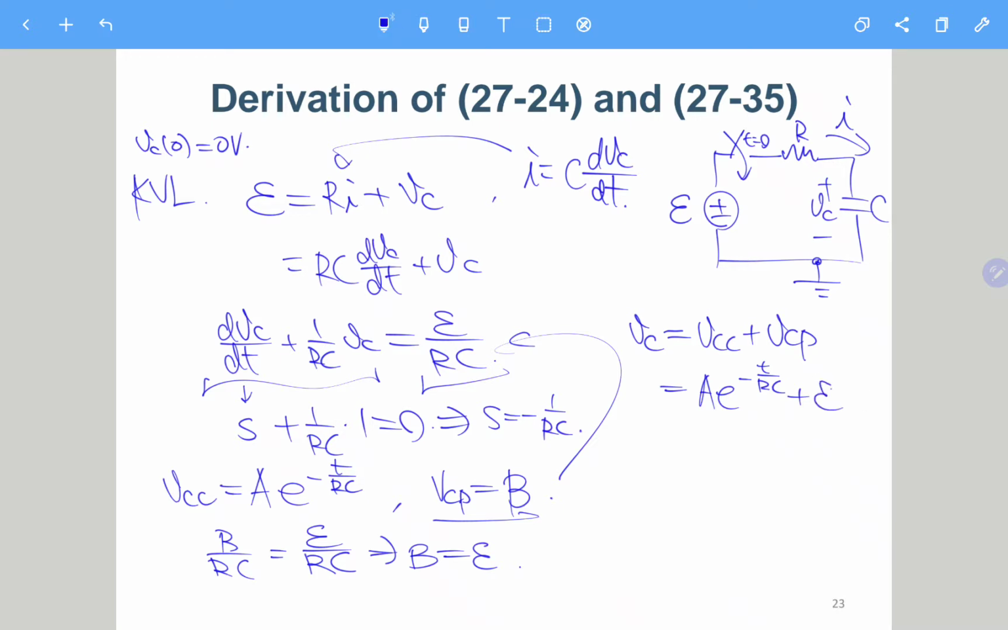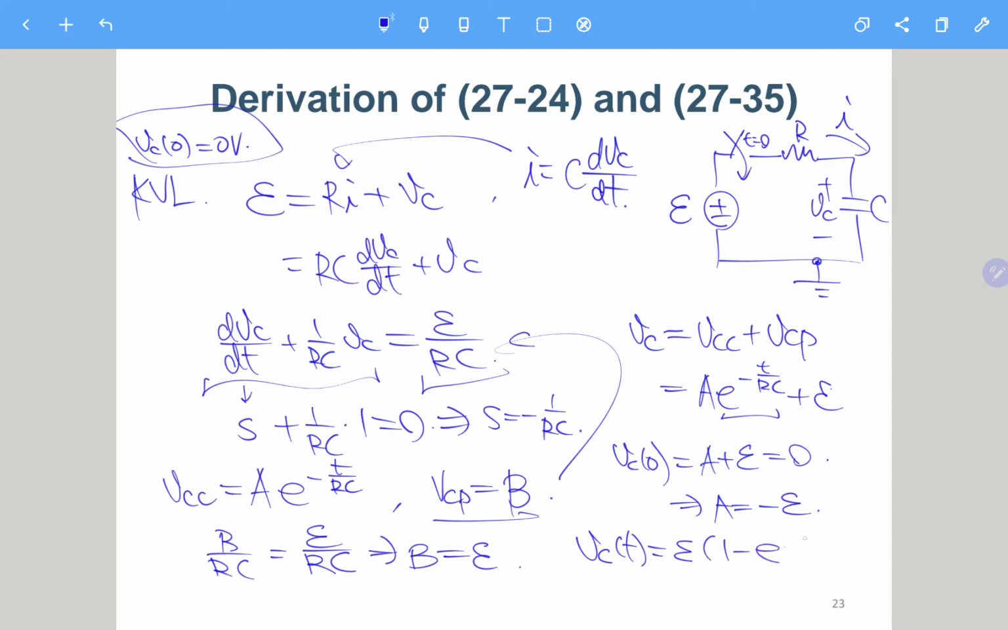Okay, and then we also have this initial condition. So we have VC(0), if we put in 0 here, exponential to 0 is 1, so we have A plus E equals 0. So we will get A equals negative E. So we will get VC(t) to be E times 1 minus exponential to minus T over RC. This is the voltage across this capacitor.